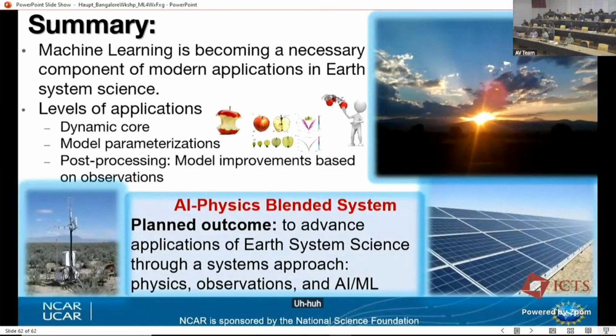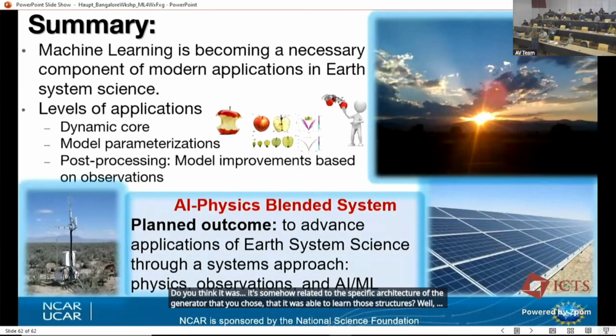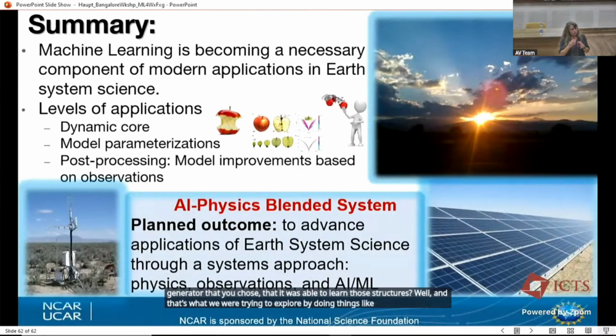Just coming back to the question of downscaling. You showed the results with that ESRGAN, from 960 meters to 30 meters, where you showed that you are not expecting to retrieve those turbulent structures, but they appeared. Do you think it's somehow related to the specific architecture of the generator that you chose, that it was able to learn those structures? Well, that's what we were trying to explore by adding vorticity, divergence, the types of things that we think physically would make a difference. We found they made a little bit of a difference, but not as much as we expected.